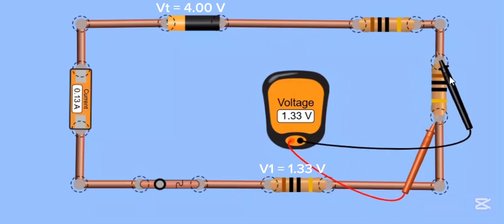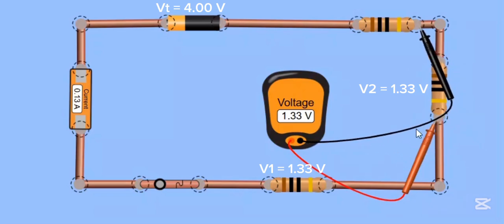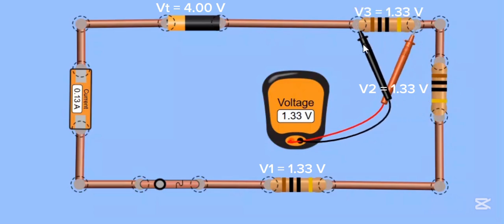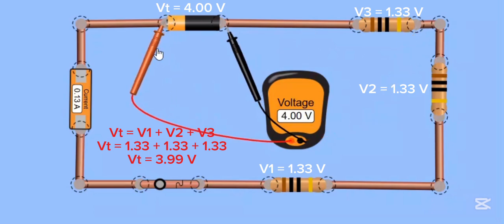Let's look at this one. The voltage here is 1.33. Let's look at this one. The voltage there is 1.33. Okay, so if you add all these, you will get the voltage at the battery, the total voltage, that is the EMF when you look at the battery.